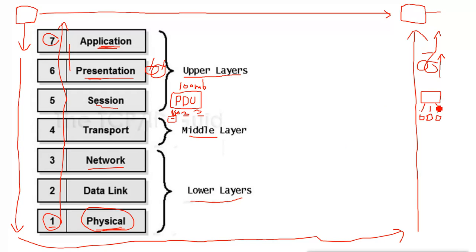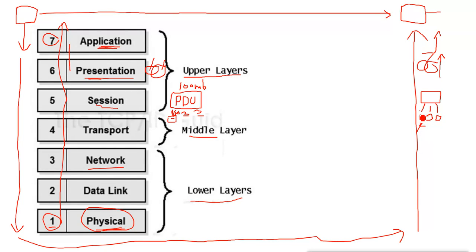So when they reach the destination, they may not arrive in sequence. Suppose number 2 arrives first. When it reaches here, the receiving side transport layer knows that this is number 2 out of 100, and the rest of the packets are still coming. So I have to wait till all the packets have come. They may come like 2, then 10, then 100, then 99, then 80.